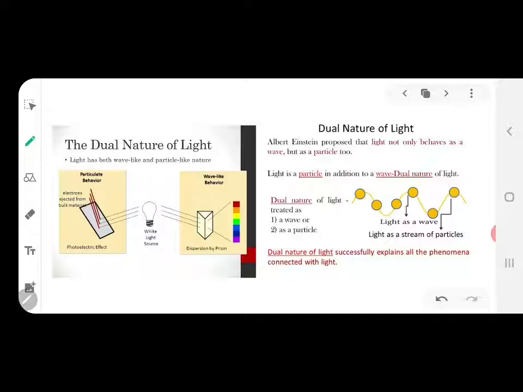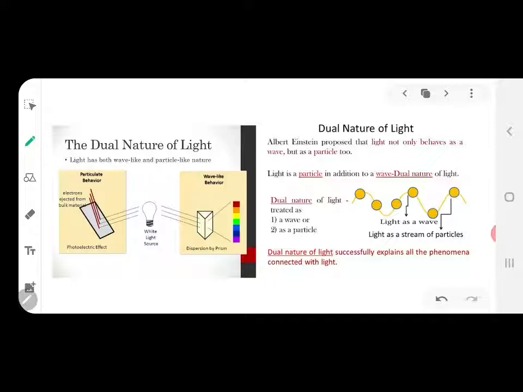Wave particle duality is the concept in quantum mechanics that every particle or quantum entity may be described as either a particle or a wave. It expresses the inability of the classical concepts, particle or wave, to fully describe the behavior of quantum scale objects.